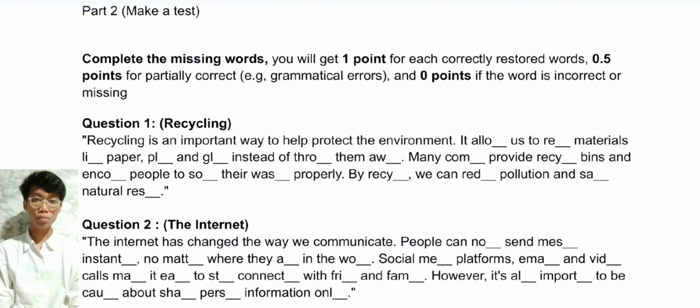In the sentence, people can know, send, mass, instant, nomad, where they, in the world, with parts of words missing. You need to use your knowledge of English vocabulary and grammar to restore each word. For instance, "no" with missing letters should become "now", and "mass" with missing letters should be "message". Does that make sense?